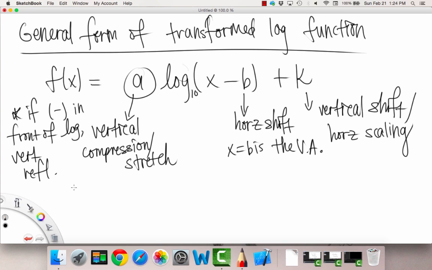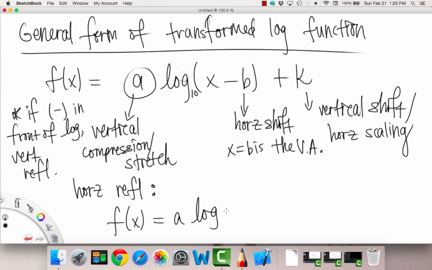And if we have a horizontal reflection, then the formula looks a little different. Then we'll have f of x is equal to a times log base 10, or the common log, of negative times x minus b, and then plus k. So the horizontal reflection is just adding this negative sign in front of the whole x minus b quantity there.